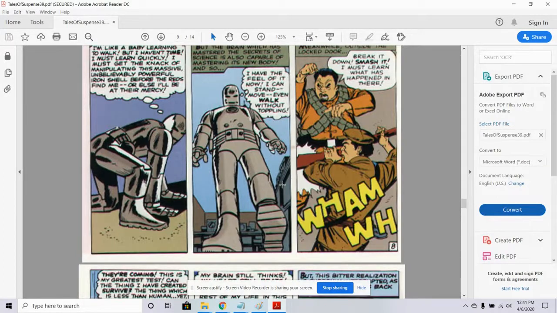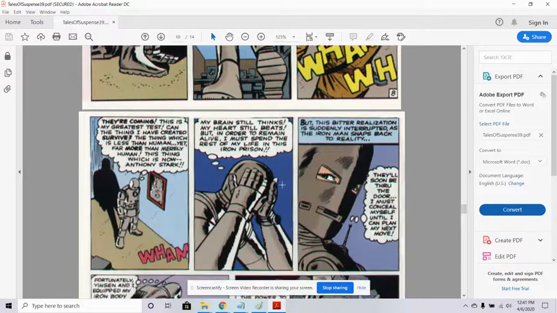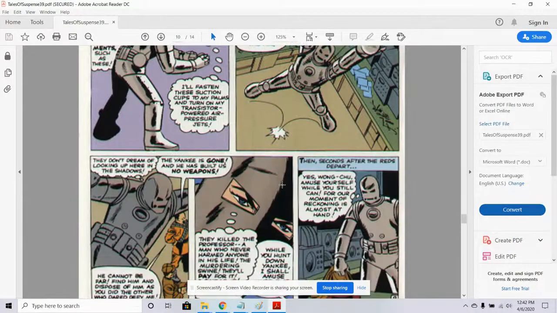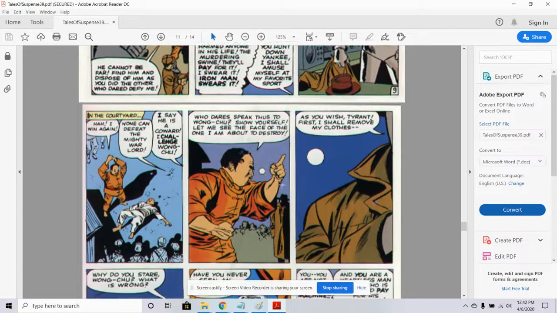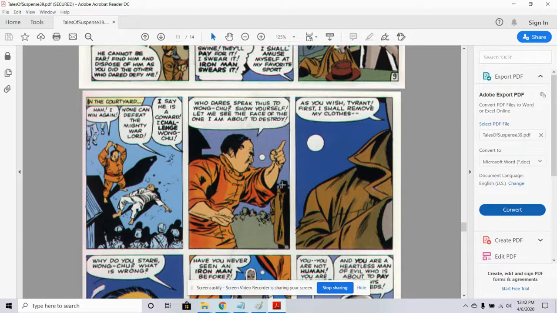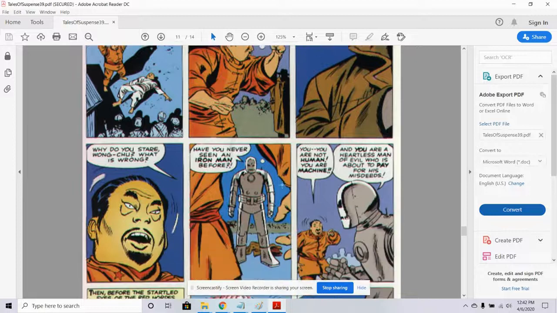So in this particular story of Iron Man, the only person who's really destroyed, or so we assume, is in fact Wong Chu, because he's the one who orchestrated all of this. And Tony even calls him a tyrant.